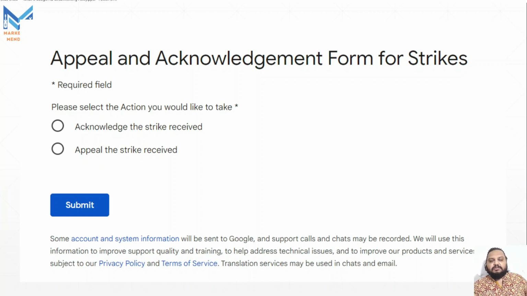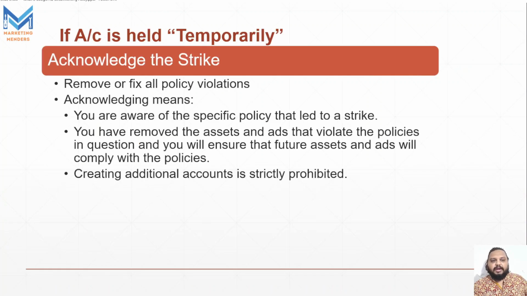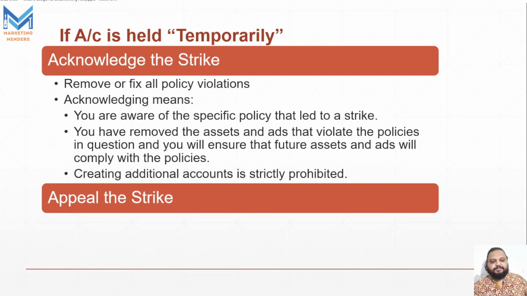Appeal means that you have not done anything wrong. From your point of view, everything is correct, everything is perfect. And you think that Google Ads system has committed a mistake in giving you a strike. So in that case, you are raising an appeal. So appeal is basically challenging the Google Ad decision, right? So once you have acknowledged the strike received, then your suspension will be removed and your ads will be resumed.